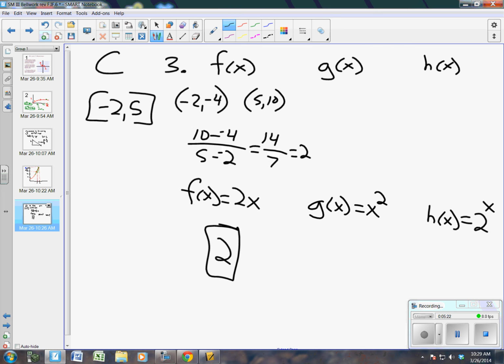And then we go to g of x. And if we put those numbers in for x squared, we got negative 2 comma 4, if you have your table filled out, and 5 comma 25. 25 minus 4 is 21. And 5 minus a negative 2 is 7. So your average rate of change on that one was 3.